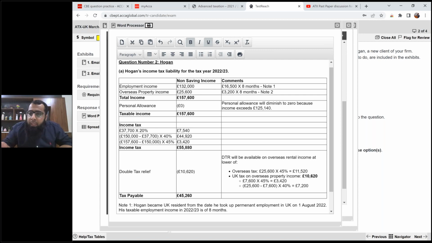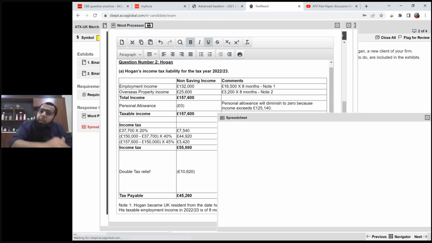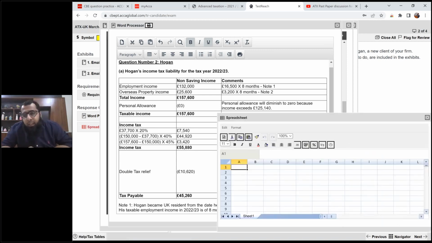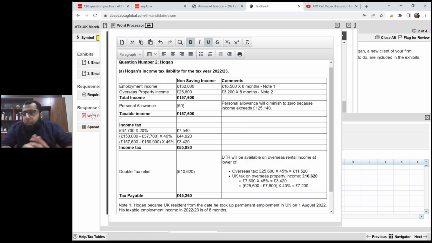My personal opinion is that solving the entire question on one screen is easier. But if you like to solve it on the spreadsheet, that is also completely acceptable. But I personally think that changing the screen, going on the spreadsheet, coming back on the word processor, wastes a bit of time. So that's why I prefer the word processor. But if you have solved it on the spreadsheet also, then also it is acceptable.